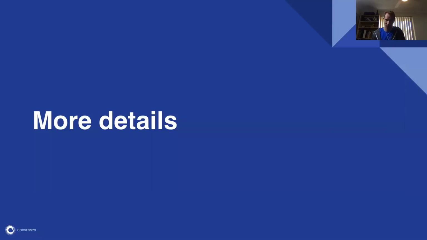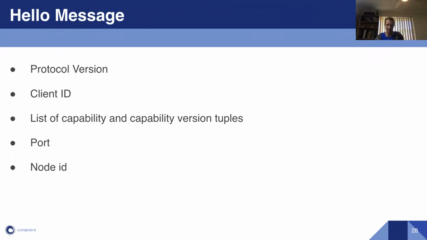Okay. So that's the top and the introduction to the session initialization. Now to go into some more detail of what's sitting inside those messages. The hello message contains the protocol version, the client ID, and importantly, it also includes the list of capability and capability version tuples. Those capabilities are the sub-protocols that are supported by that client. And then it also includes the port and node ID.